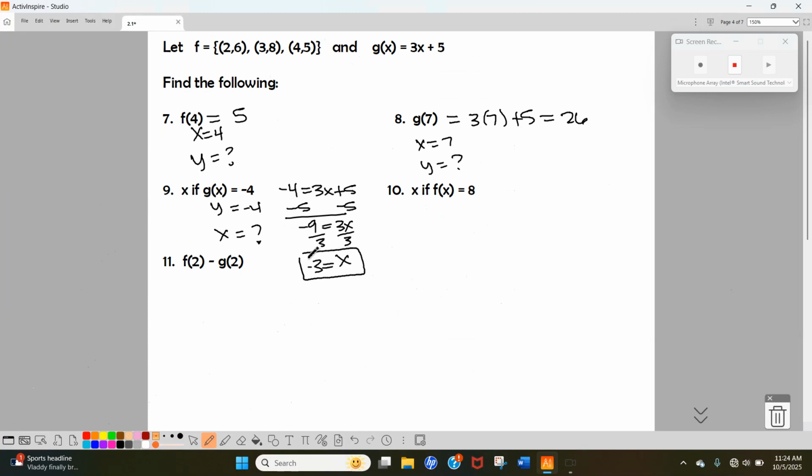All right, same thing happening here. They're saying if y is 8, then x is what? They're telling you to look at the f function. So we come up here and we find y is 8. Then our x value is 3.